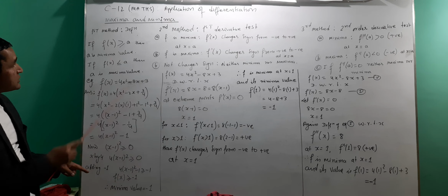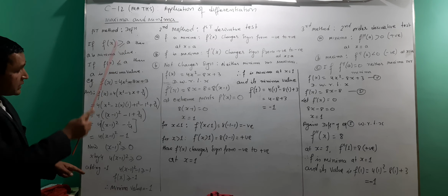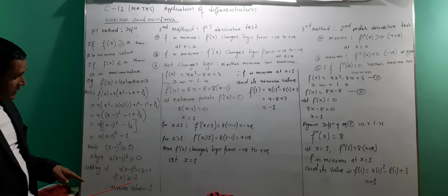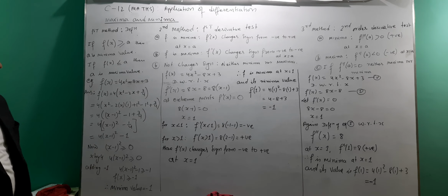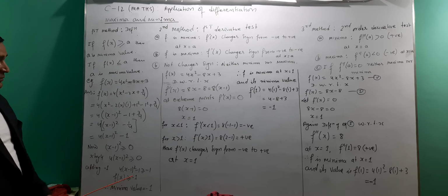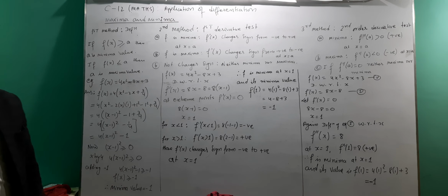So f(x) is bigger than or equal to minus 1. If the function is bigger than or equal to a, then a is taken as the minimum value. Therefore, the minimum value is minus 1. There is no limit for the maximum value. If it were less than minus 1, then that would be called the maximum value.